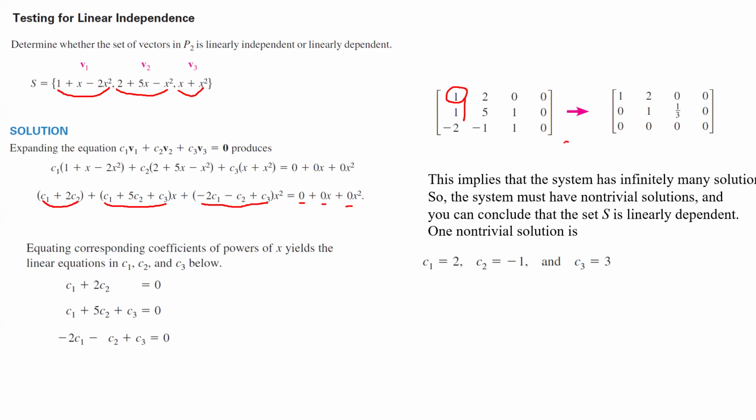So again, you have c1 plus 2c2. You have to introduce a parameter like t or s. It doesn't matter which one you're using. But since you have a parameter, you end up with infinitely many solutions. And from the second line, you have c2 plus a third c3 equal to 0.